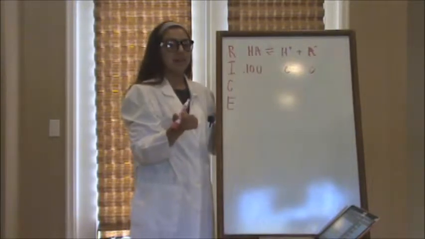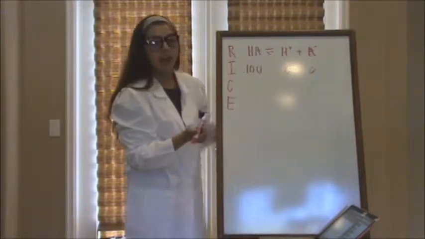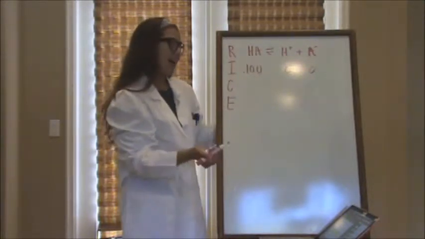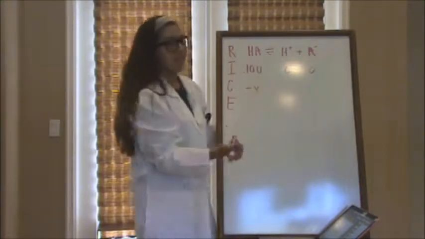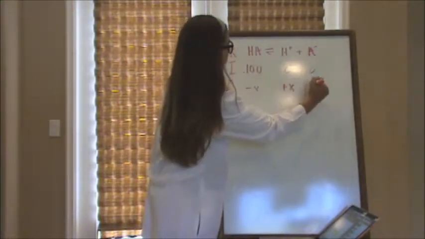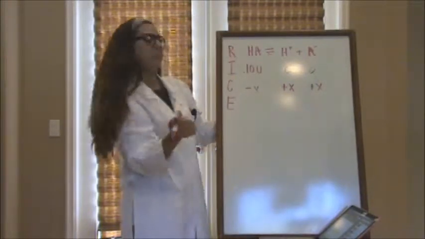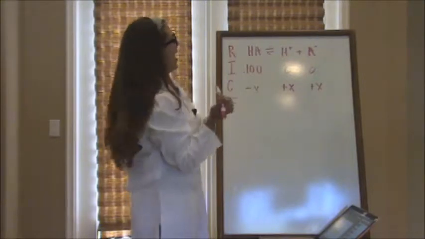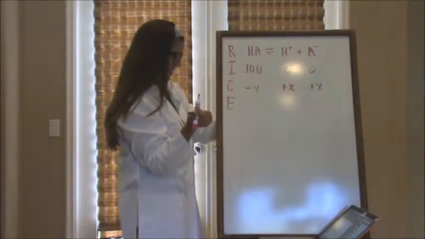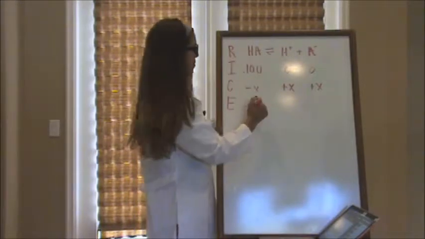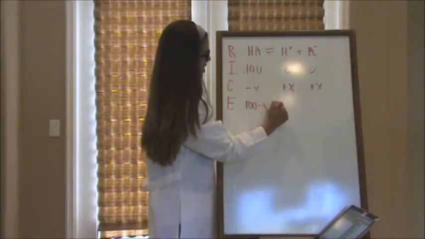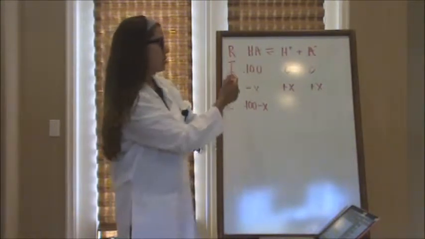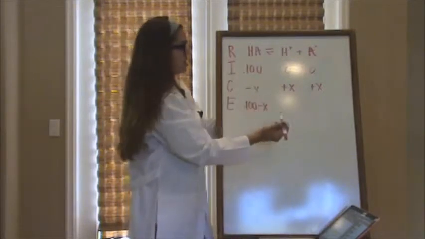The C in the RICE table stands for the change. As the reaction proceeds to equilibrium, there will be a change in concentration, x. The reactant side will lose x, while the product side will gain x. The E in the RICE table stands for equilibrium. The concentration of the HA at equilibrium will be 0.100 minus x. The concentration of the H+ and the A- will be the initial concentration 0 plus x, or just x.